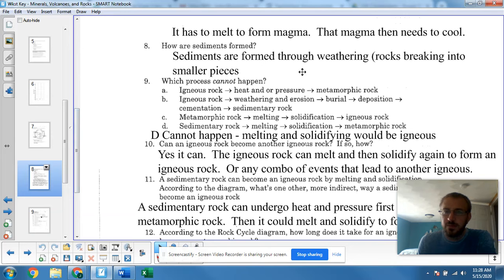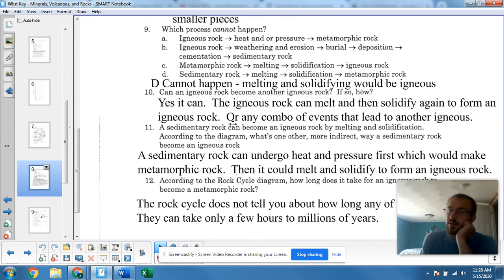How are sediments formed? They're formed through weathering, which is rocks breaking into small pieces. And then which process can't happen is D. The issue is if sedimentary rock melted and then solidified, it wouldn't form a metamorphic, it would form an igneous. So that's really the issue there. Can an igneous rock become another igneous rock? Definitely can. That was that loop I was talking about. That rock can melt and then solidify again.